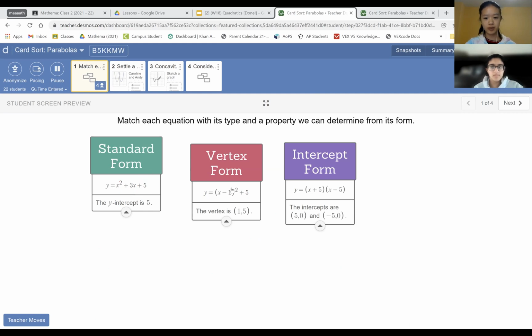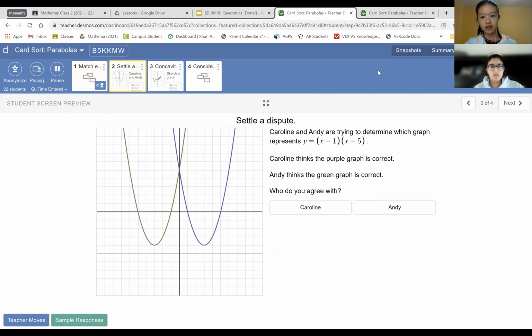Okay. Any other questions about these three forms? Okay, so second problem. Caroline and Andy are trying to determine which graph represents y equals (x minus 1) times (x minus 5). Caroline thinks the purple graph is correct. Andy thinks the green graph is correct.